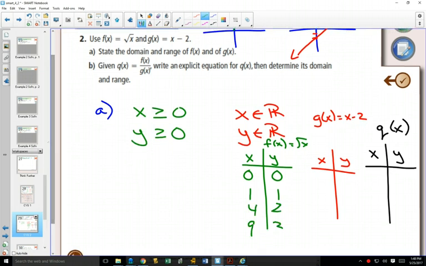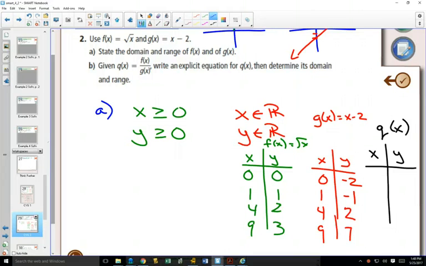Square root of 4 is 2, square root of 9 is 3. And then I would say to myself, well, if those are the y values I've chosen for my green graph, where do they happen on my red graph? Well, at 0, I have negative 2. At 1, I have negative 1. At 4, I have 2. At 9, I would have 7.